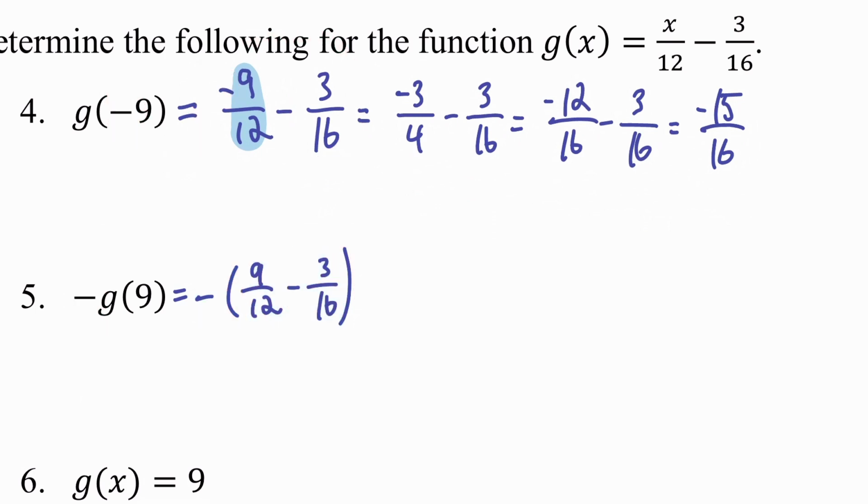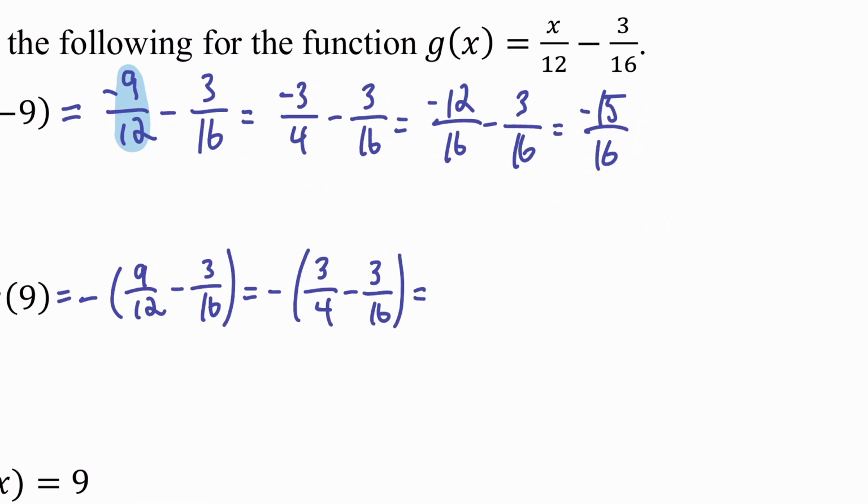Okay, so the arithmetic will be basically the same. So we have negative, and I'll keep the parentheses for now. So that 9/12 becomes 3/4 minus 3/16, which I guess I'll go ahead and distribute. This is -3/4 plus 3/16.